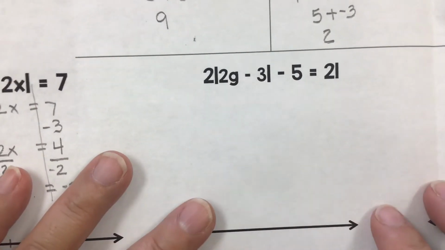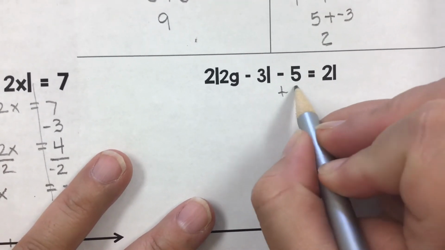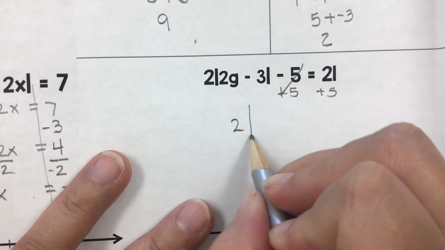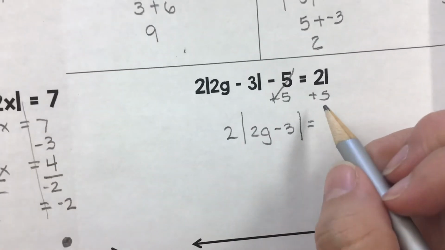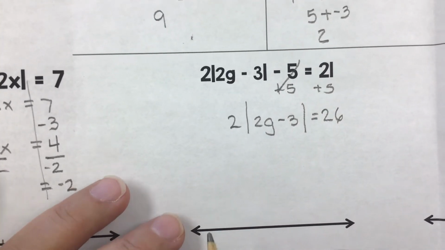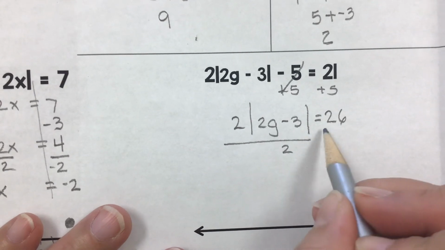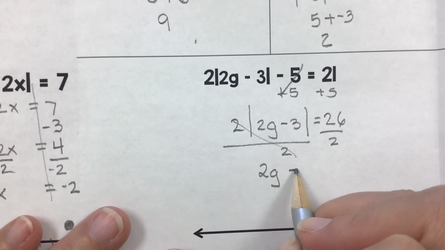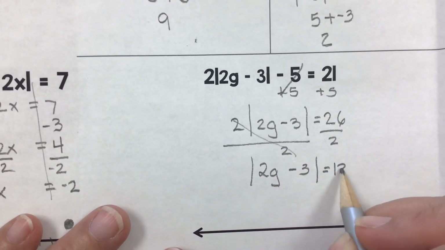All right, let's try one more. We need that absolute value by itself first. So we're going to add 5. I have 2 times the absolute value of 2g minus 3 is equal to 26. So these work just like parentheses, so I can divide by 2. 2g minus 3 is still in the absolute value bar, but now it's equal to 13.